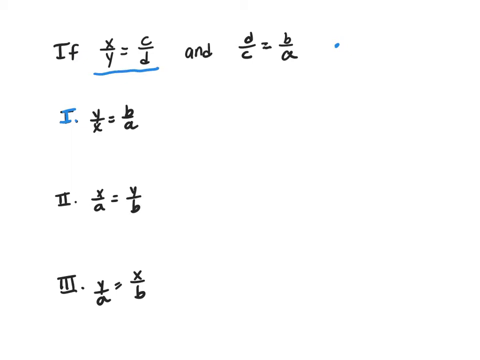And I know that if you flip both sides, they're still equivalent. So if you take this, it is also equivalent: y over x, I'm just flipping them, equals d over c. And we know that, okay, I got my y over x. My y over x equals d over c, but d over c equals b over a. So y over x equals b over a, so we know Roman numeral 1 works. Let's look at Roman numeral 2.